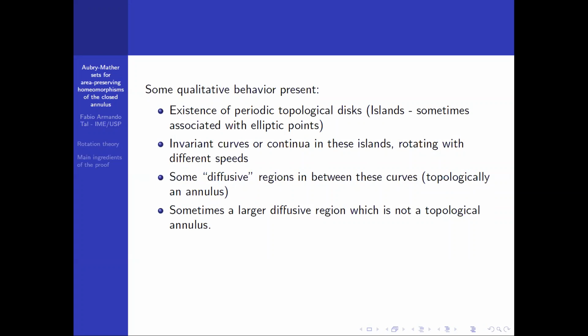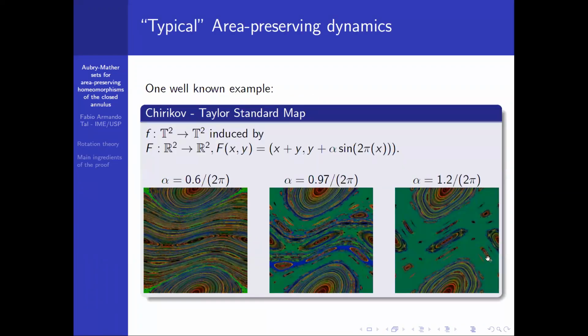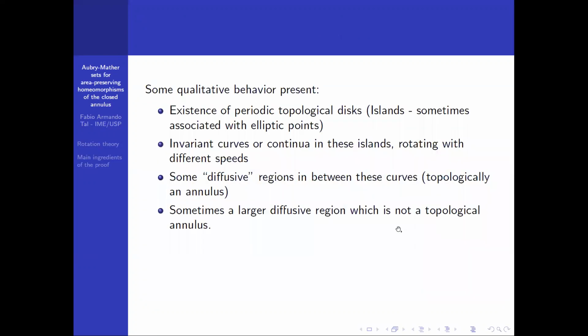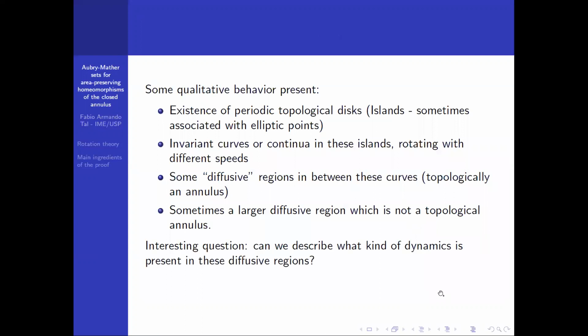And as I said before, sometimes you have this more complicated region. In the last case, when you have the diffuse region, it is not an invariant topological annulus, but it's sort of the whole topological structure of your surface. So my question here is: can we describe what kind of dynamics is present in these complicated, diffusive regions?